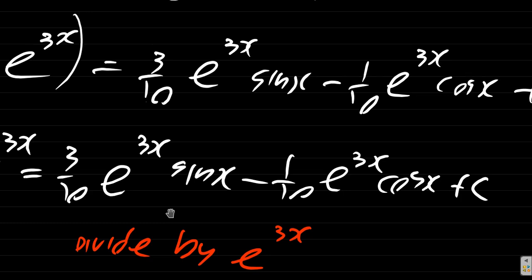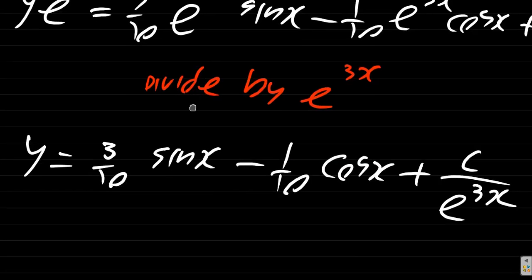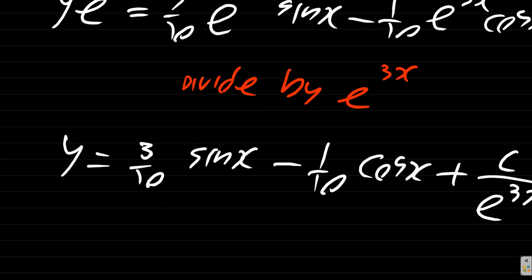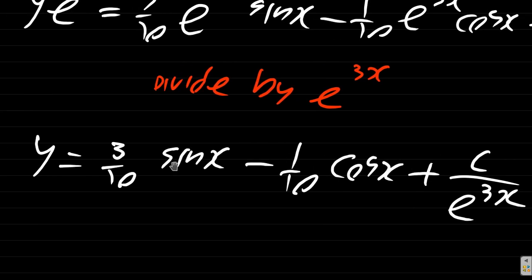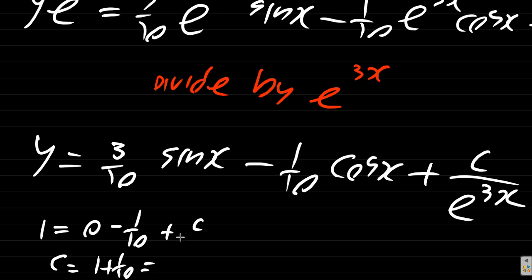Now, suppose we have an initial condition. We run out of scrolling space, so we're not able to scroll down anymore. Let y of 0 equal 1. That means when x is 0, y is 1. So 1 equals sine of 0, which is 0, so this would be 0. Cos of 0 is 1, so that's minus 1/10, plus c over e to the 0, which is 1, so it's just c. Now, we do a transposition. C would be 1 plus 1/10. Using common denominators, this would be 10 over 10 plus 1 over 10 equals 11 over 10. So C would be 11 over 10.